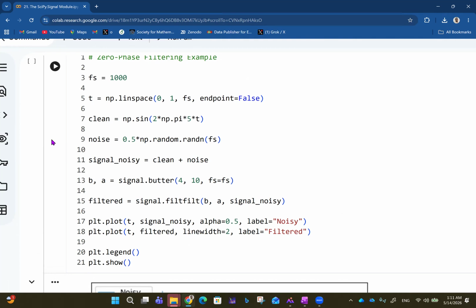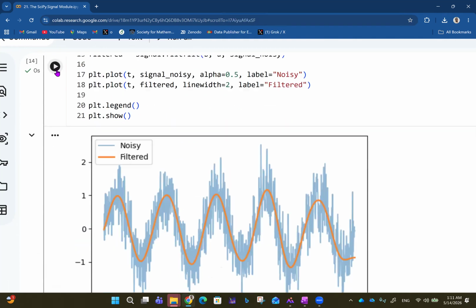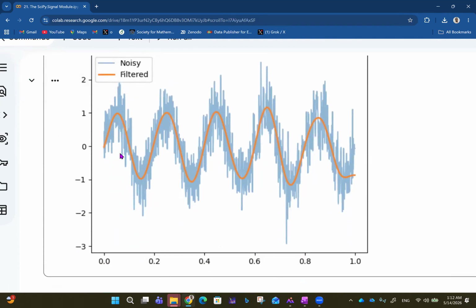And then you do your plotting, which takes us to this. So you have the noisy one. As you can see, it's really chaotic, but the filtered signal looks really clean, and the noise has been all removed.